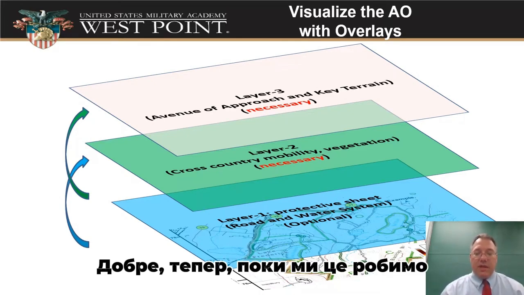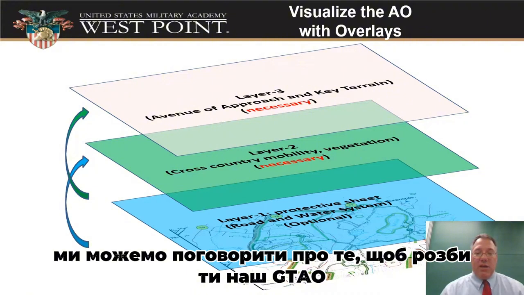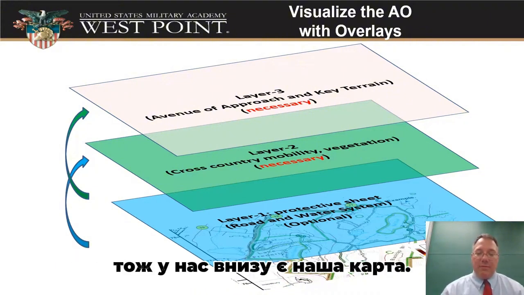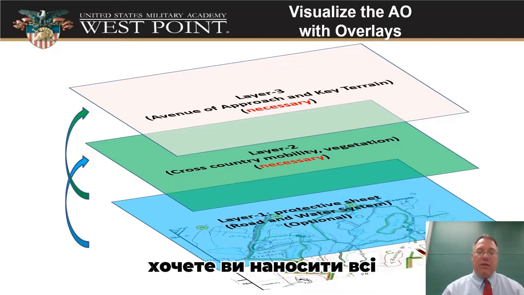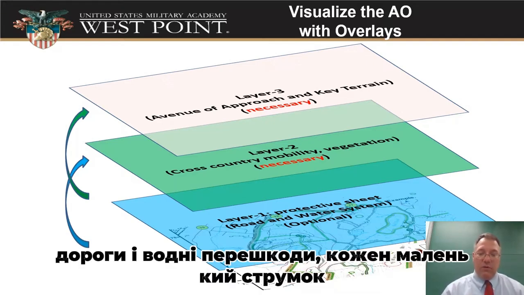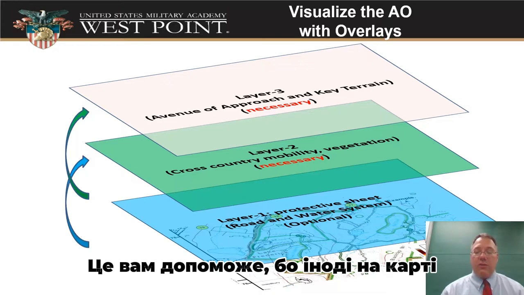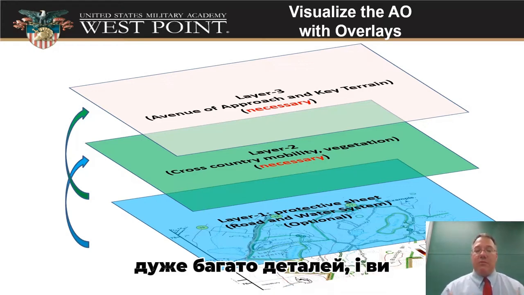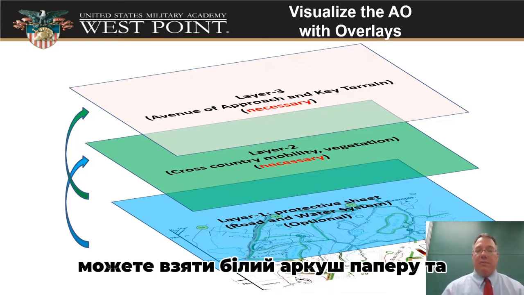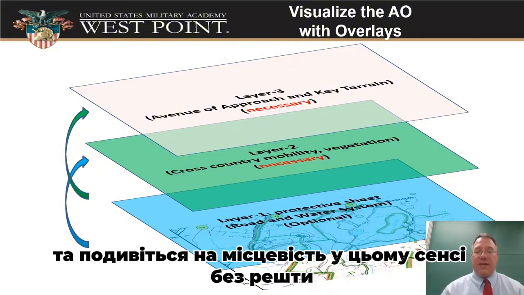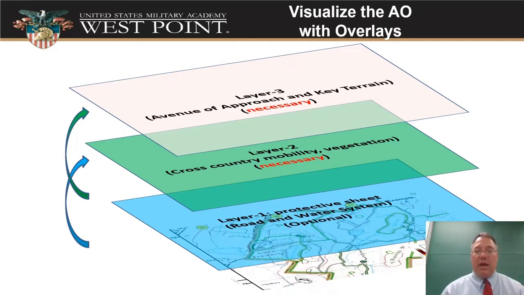Now as we build this up, we can talk about putting our GTAO in layers. We've got our map at the bottom. An optional thing is whether or not you want to lay out every road and every water system, every little stream. You can make an overlay that shows those things. That helps because sometimes the map is too much to look at, and you can take a white sheet of paper and put it between all your overlays and see the terrain without the rest of the map mucking it up, and having those roads and waterways there might help you out.